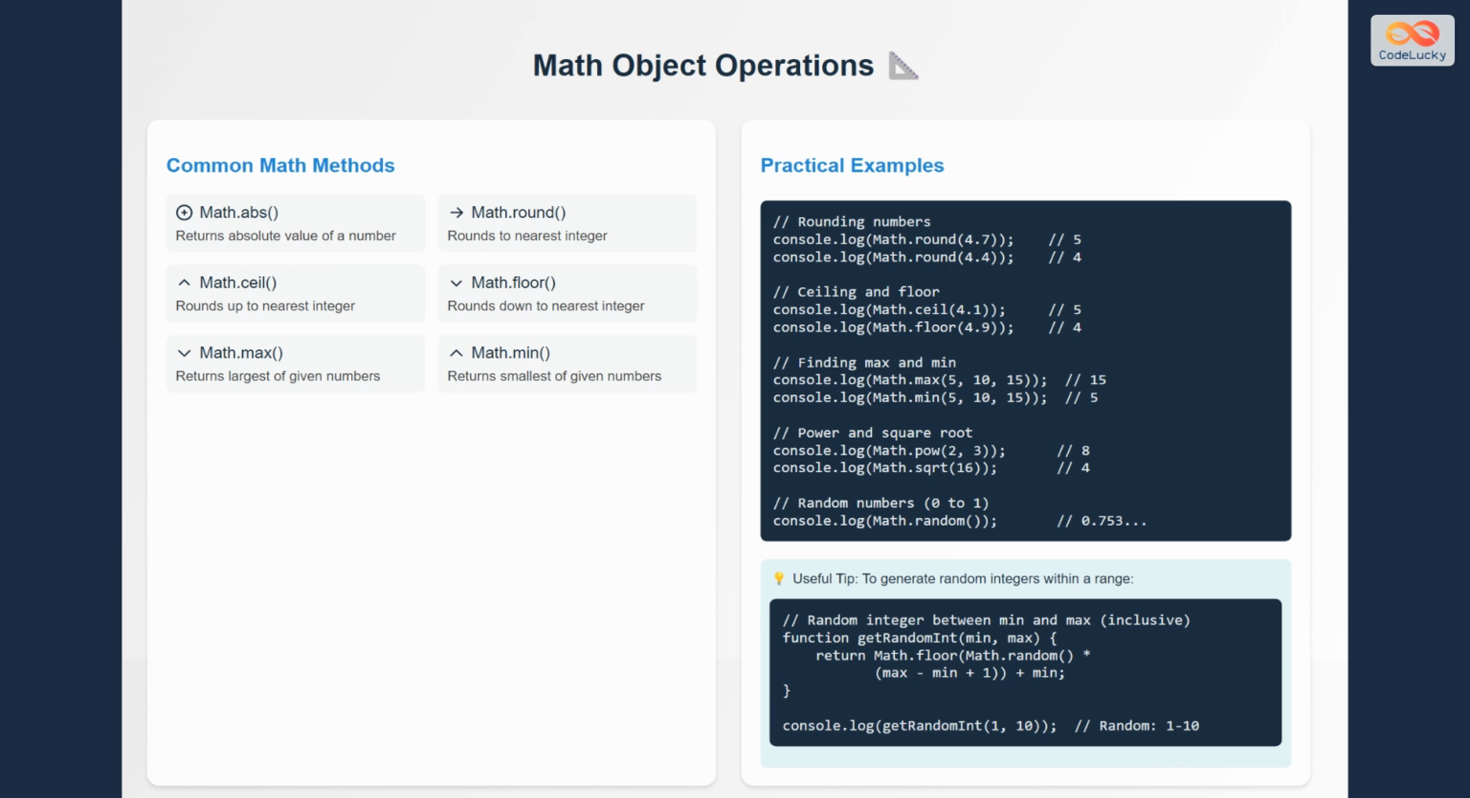The method Math.random returns a random number between 0 inclusive and 1 exclusive. A useful tip when using random numbers is that to generate a random integer between a minimum and maximum value, you need to use this function. This function returns the random integer within the specified range.